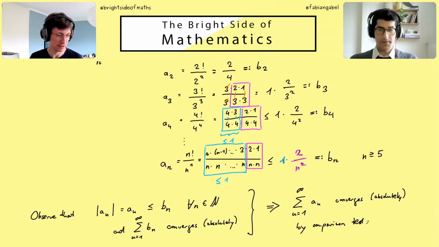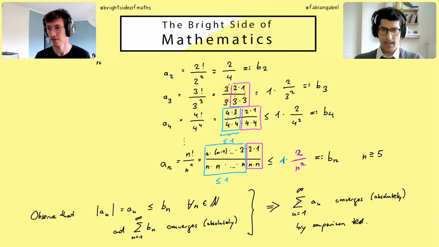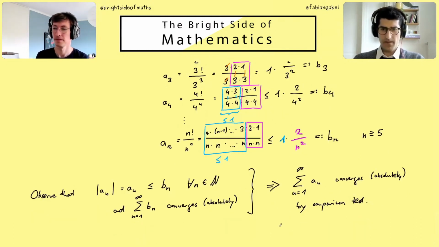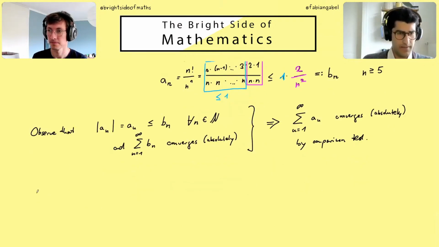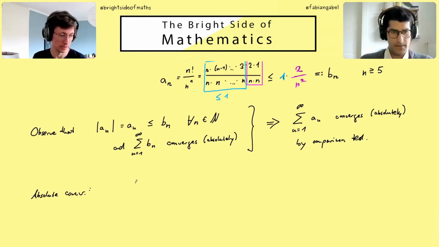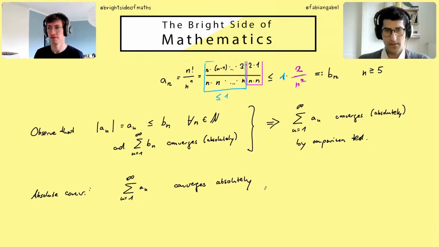Can you remind us of the definition of absolute convergence? Yes. Absolute convergence is defined for series. So a series like An converges absolutely if the series of absolute values converges. So let me write this here: the series An converges absolutely, by definition.